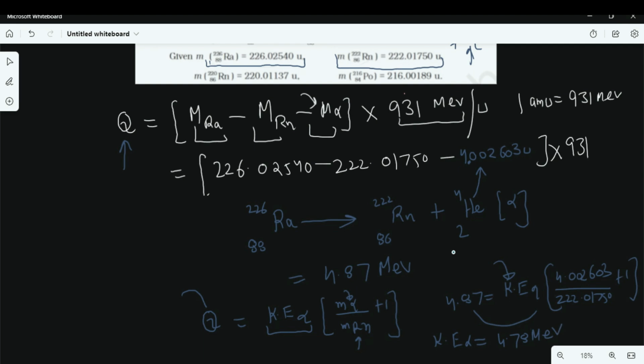Do you see that most of the Q value, which is the energy released in this reaction, was received by the alpha particle, and the balance energy will be received by the Rn, the main daughter nucleus, because it's very heavy and the initial momentum was zero.